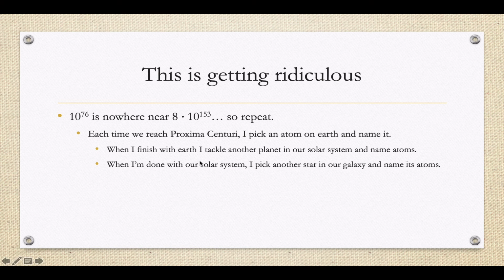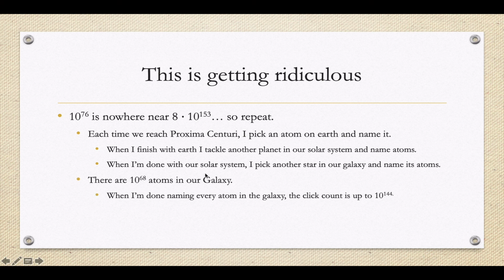When I finish every single atom on Earth, I move on to another planet in our solar system, and I start naming its atoms one by one every time I reach Proxima Centauri with my stack of bills. And then when I'm done with every single planet in our solar system and all the rest of the matter in our solar system, I pick another star in our galaxy and I name all of its atoms. And I continue to do so until I name every single atom in our galaxy. Not on Earth, not in our solar system, but in our galaxy.